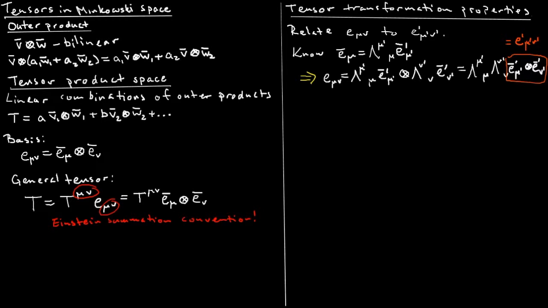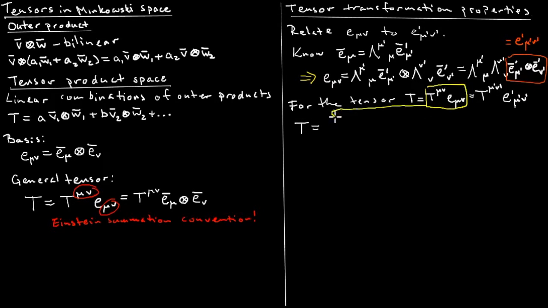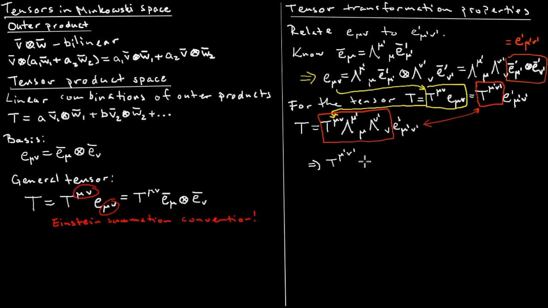Just as vectors do not depend on the basis used to describe them leads to relations between the vector components in different bases, we can also use the fact that a tensor does not depend on the basis used to describe it. We must therefore have that the general tensor T can be written in either the unprimed or primed basis, and that these expressions must be equivalent. Inserting our expression for e_μν in terms of e'_μ'ν', and using that the basis tensors are linearly independent, we can identify that T^μ'ν' is equal to Λ^μ'_μ Λ^ν'_ν T^μν.